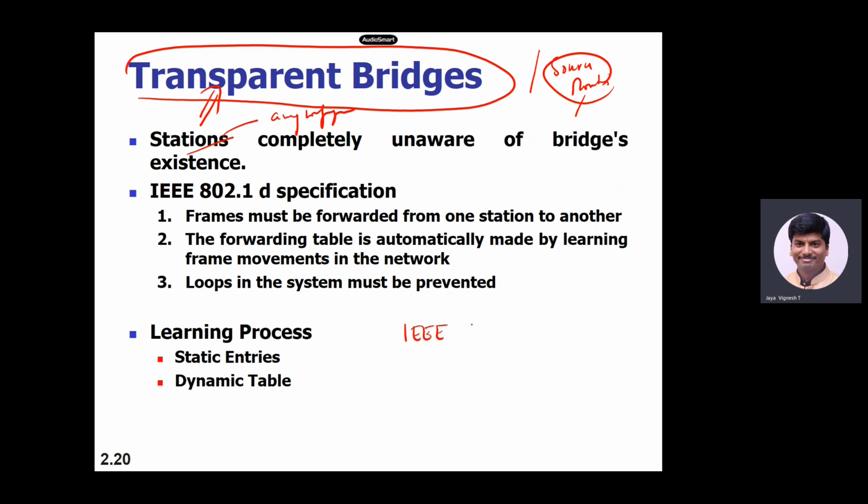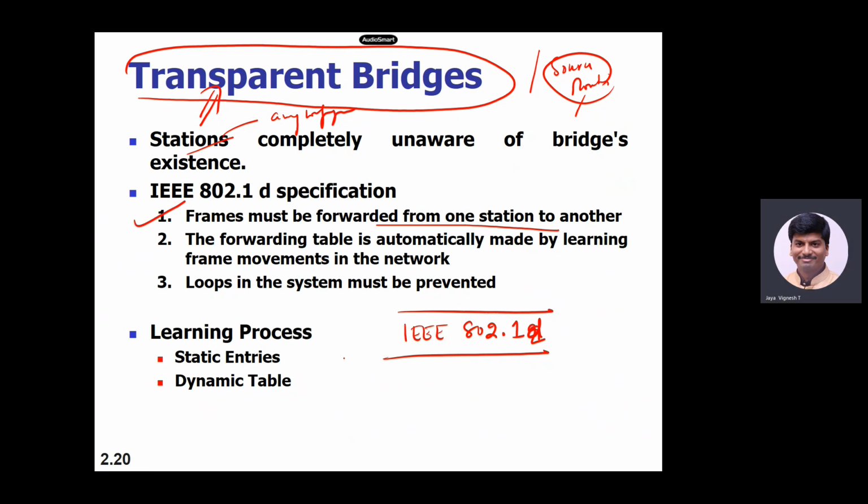So what is that IEEE standard that comes in? IEEE 802.1, basically standardizing for the bridges, and it's 1Q. Okay, you don't need to mug this, but just be aware that IEEE 802.1D goes on to specify certain rules that the bridge has to follow. The first thing is this: when the bridge receives a frame, its typical task is to forward the frame from one station to another, right? So that it has to do.